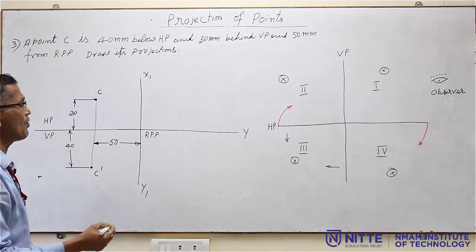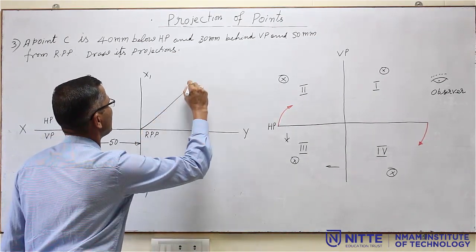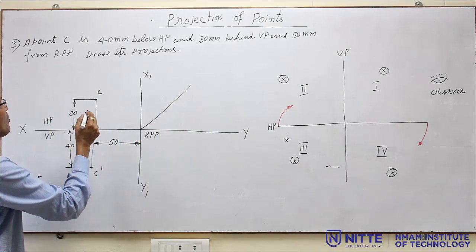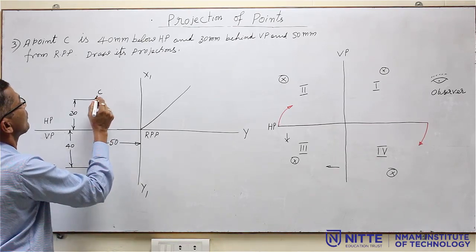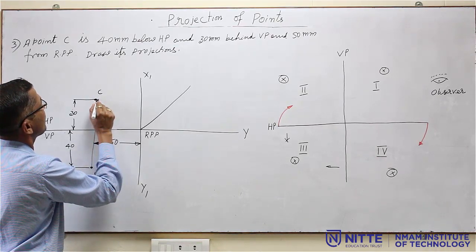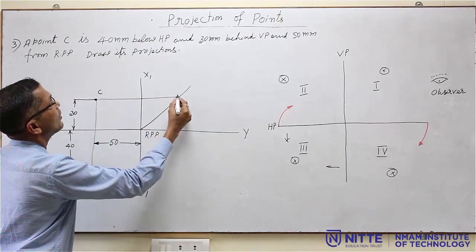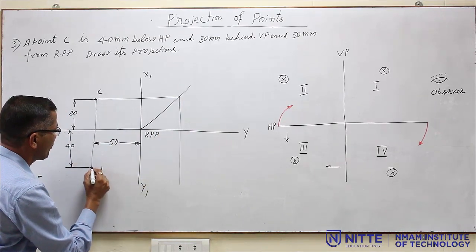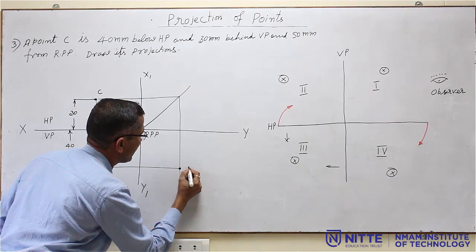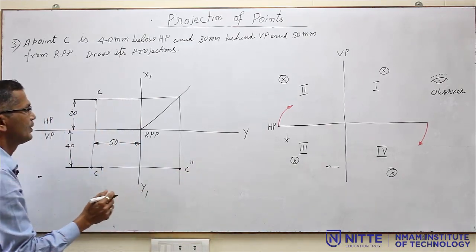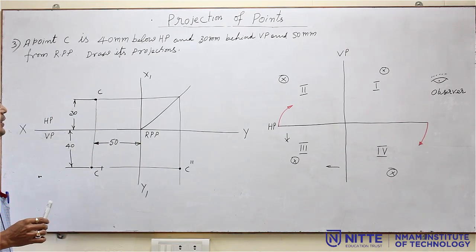Now to draw the profile view, you have to draw a 45-degree line adjacent to HP. Then from here go to the top view, project it towards the 45-degree line, then move towards the front view. This is the front view, so move it down and project the front view. The intersection point is called C double dash. So this is the solution for this problem, which is located in the third quadrant.